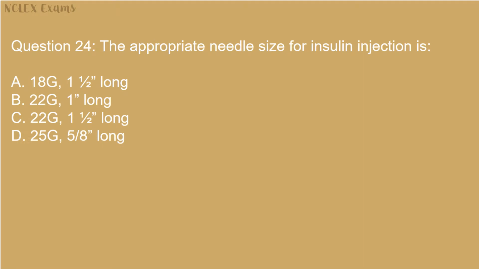Question 24. The appropriate needle size for insulin injection is A. 18 G, 1 1/2 inches long. B. 22 G, 1 inch long. C. 22 G, 1 1/2 inches long. D. 25 G, 5/8 inch long.